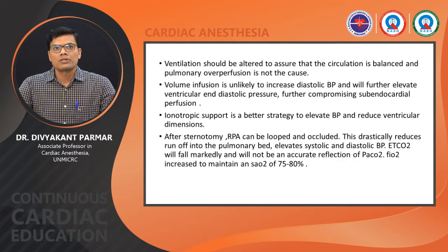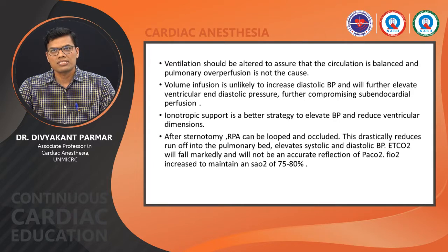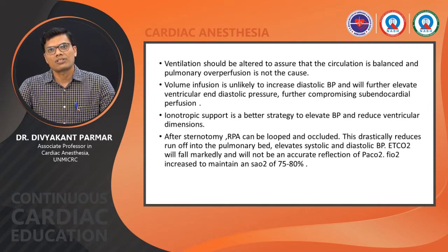What to do for treatment of myocardial ischemia? First, ventilation should be altered to ensure that the circulation is balanced and pulmonary overperfusion is not the cause. Restrict the volume, as volume infusion is unlikely to increase diastolic BP, but it further elevates the ventricular end diastolic pressure and further compromises subendocardial perfusion. So, it is better to add an inotrope, which increases the blood pressure and reduces ventricular dimensions.